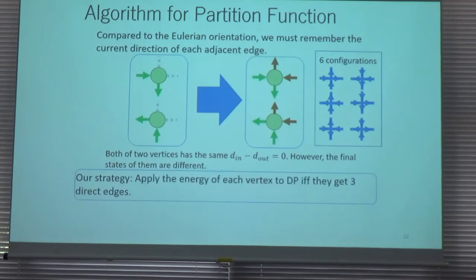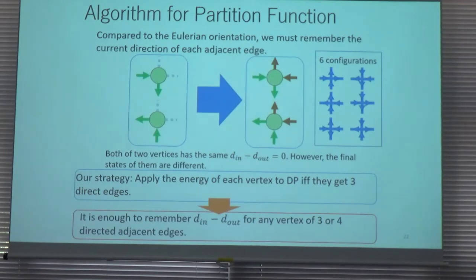But our strategy is that we multiply the weights of each configuration when three of the edges become directed. Which means that the configuration of the corresponding vertex is fixed uniquely. So if we multiply the value, we don't have to use all directions. Instead, we only need to store the individual out-degree values for them.